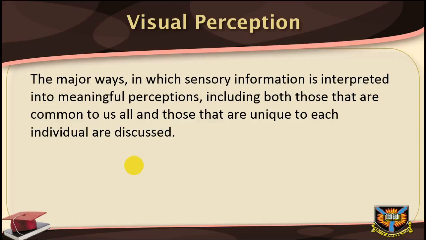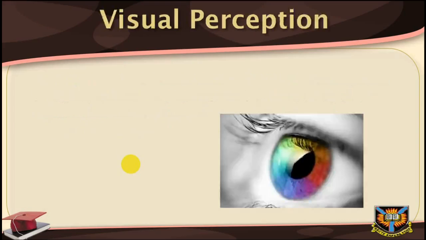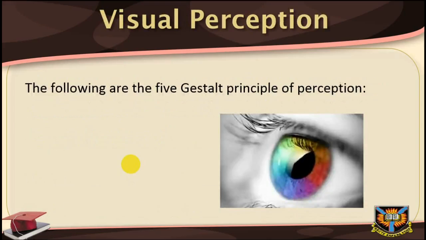Gestalt psychologists in their pioneering writings described some of the fundamental ways in which the eye and brain organize visual sensations into perceptions, though worthy of attention (Palmer, 2002). The following are the 5 Gestalt principles of perception.